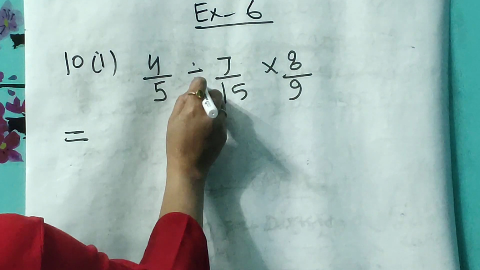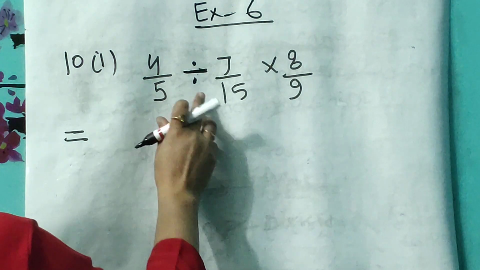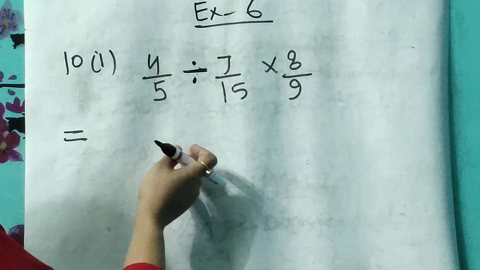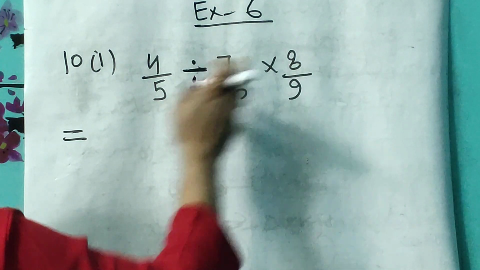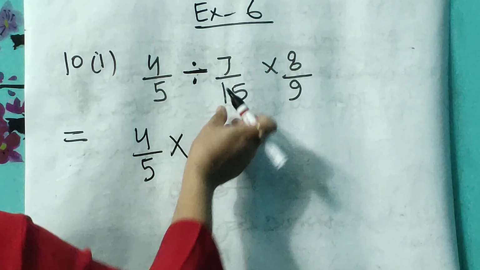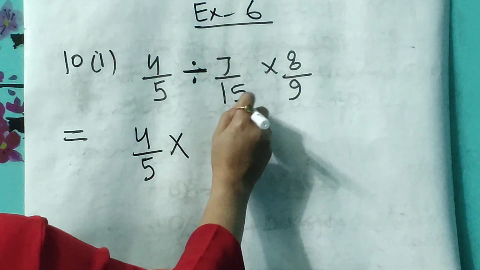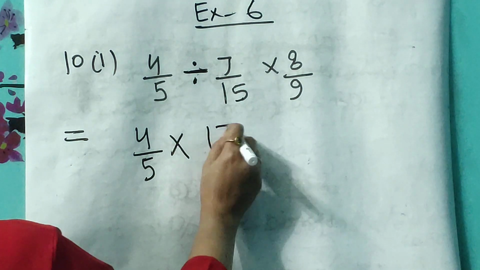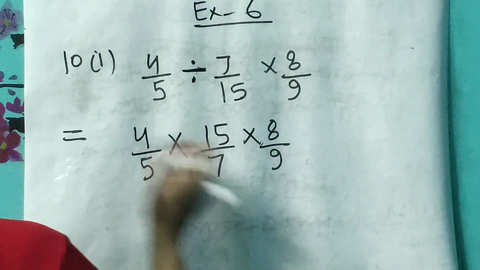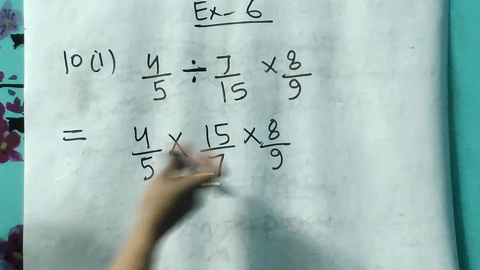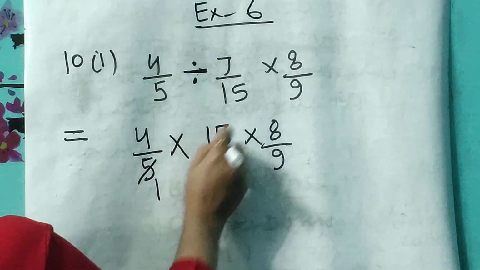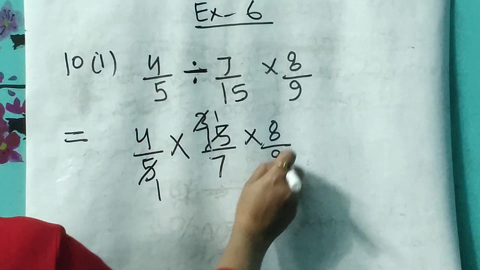In this, first we will solve the division. To solve a division with fractions, we change the division into multiplication and write the reciprocal of the number. So 4 by 5, in place of division it will be into, and we write the reciprocal of this number. The reciprocal of 7 by 15 will be 15 by 7. Now into 8 by 9. Now you can solve it simply. You have already learned in fractions how to solve multiplication. So 5 ones are 5, 5 threes are 15, 3 ones are 3, 3 threes are 9.